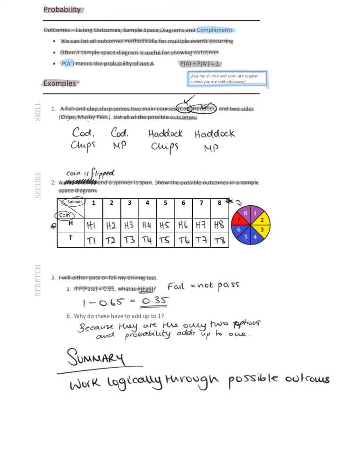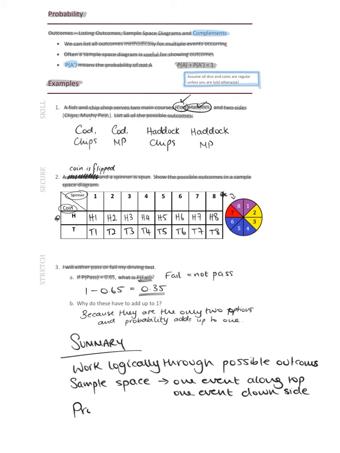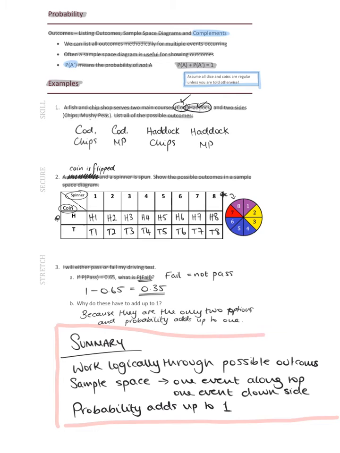is our summary, so a sample space has one event along the top and one event down the side. And then finally, we know already, but we're just going to write it again, probability adds up to 1. Big red box goes around there. There we go.